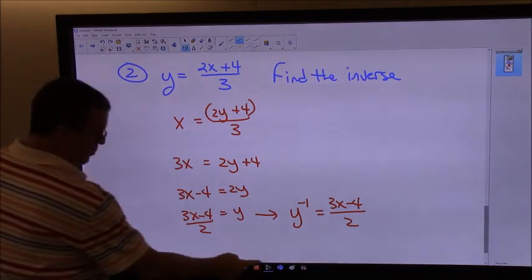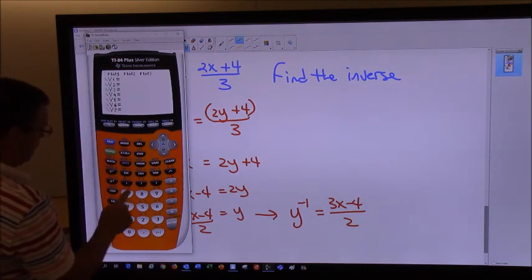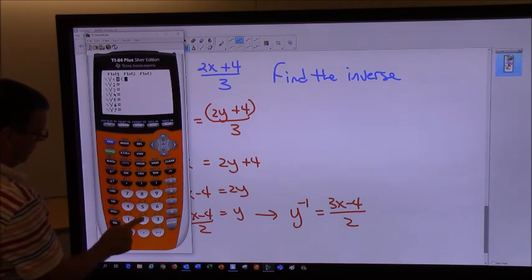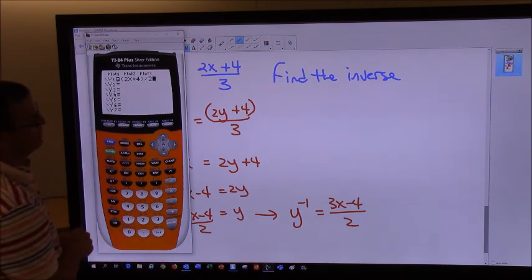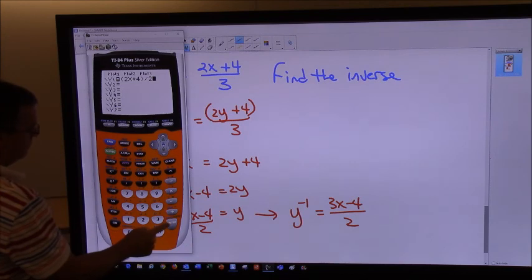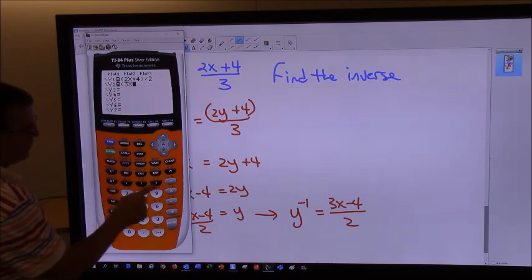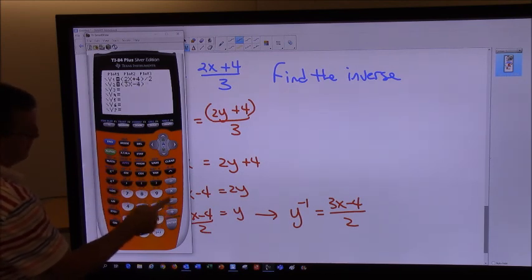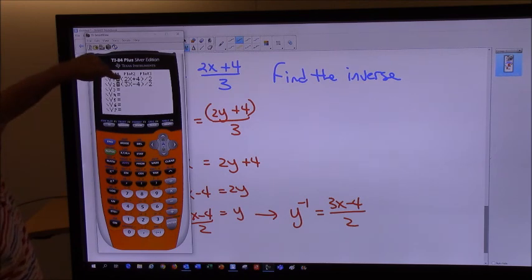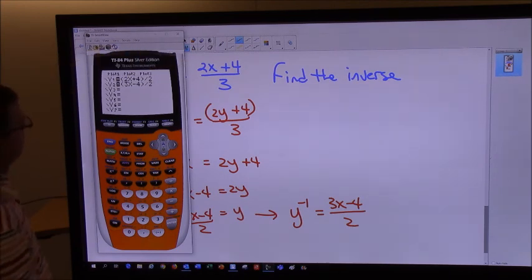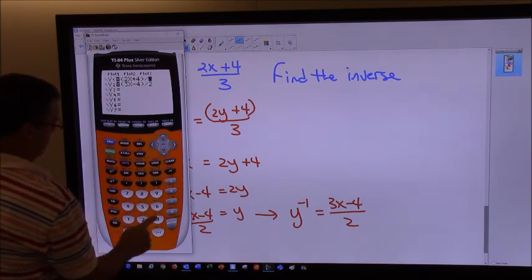So if I wanted to graph these two functions, I'll start with my original equation. I'm going to hit y equals, and I've got to put that numerator in parentheses. Okay, 2x plus 4, and we're going to divide that by 2. And then I've got my inverse function, which is in parentheses 3x minus 4, close parenthesis, and then divide that by 2. I made a mistake up here. I should have done 2x plus 4 divided by 3. There we go.